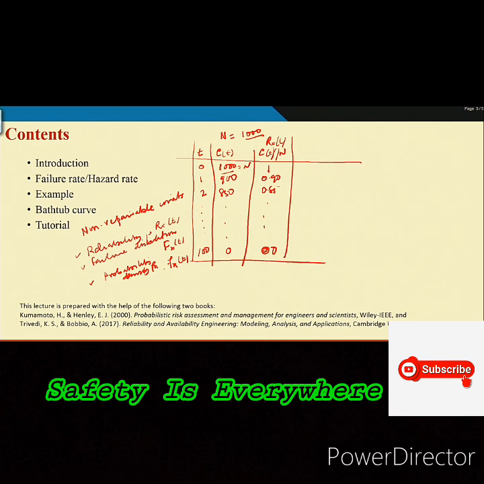Then what we have seen is F(t), which is basically 1 minus R(t). So 1 minus 1 will be 0, then 1 minus 0.9 is 0.10, 1 minus 0.85 is 0.15, like this, and finally it is 1.0.